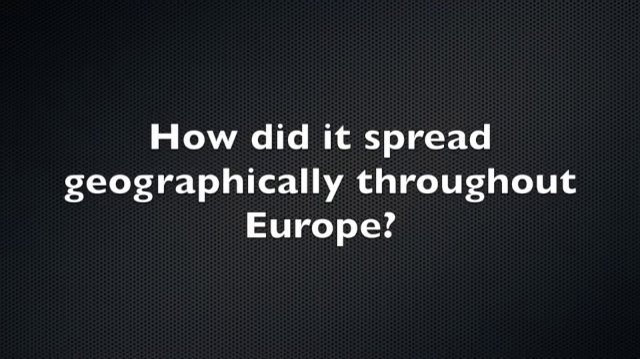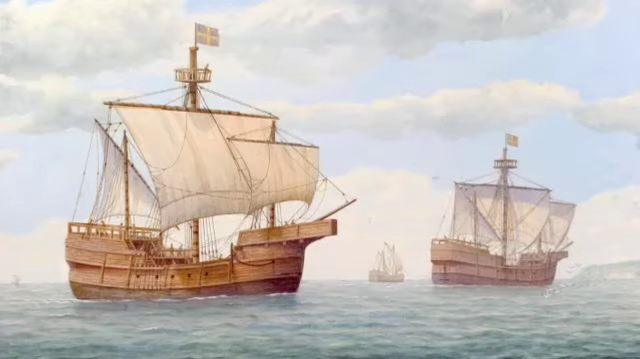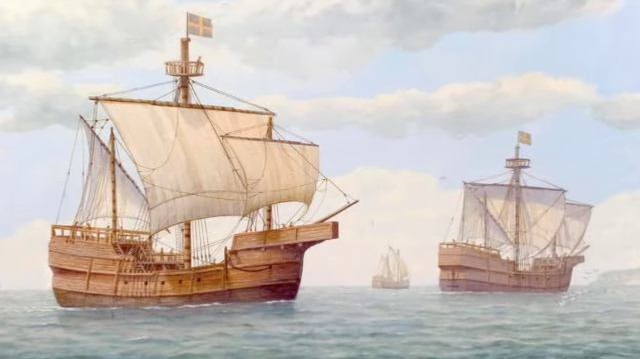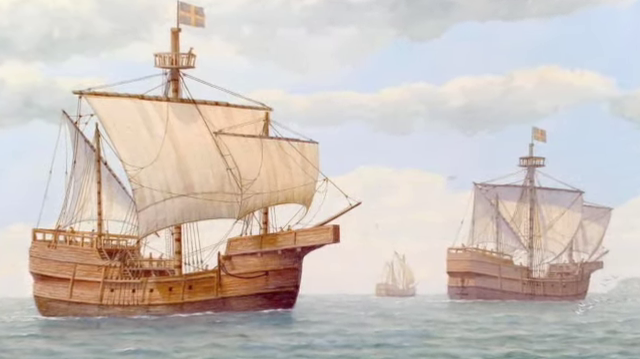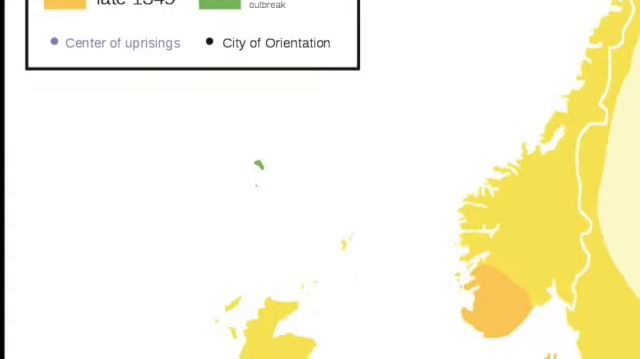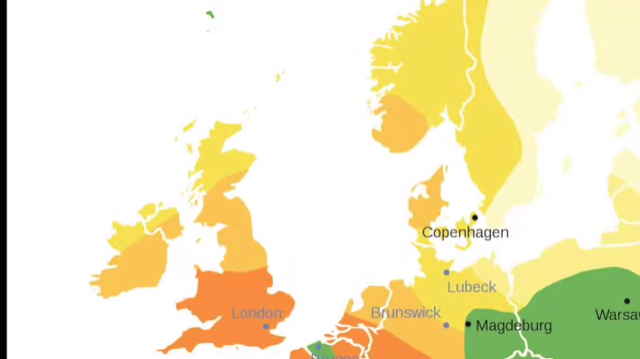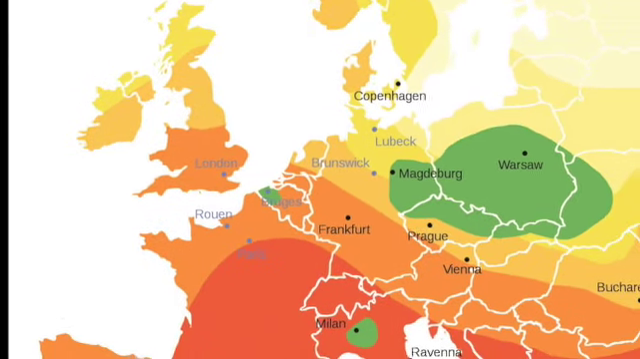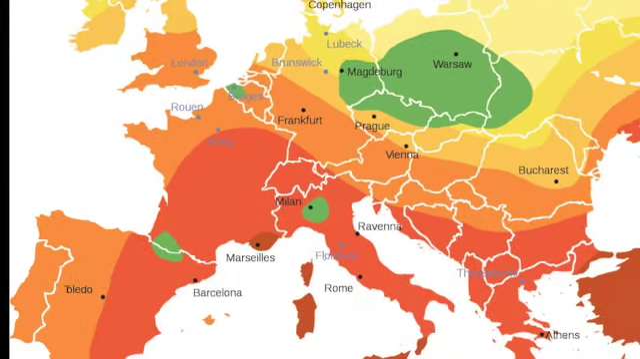How did it spread geographically throughout Europe? As we mentioned earlier, the first appearance of the plague was on ships and ports. Therefore, as the graph demonstrates, I would conclude the plague was mostly prominent on the coast and made its way inwards into the region.